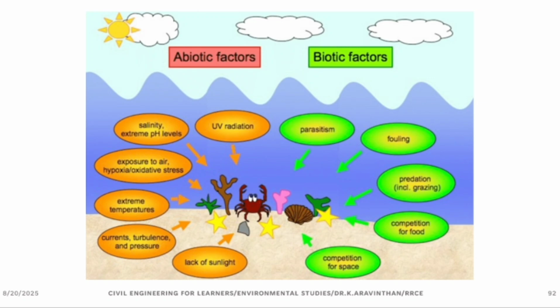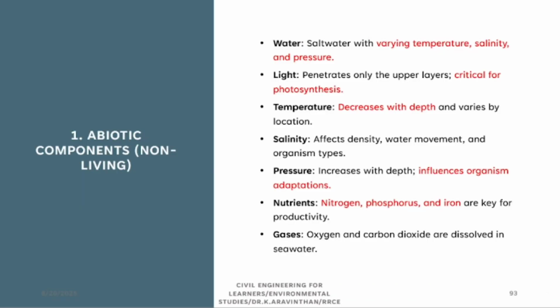What are they? Salinity, saltness. The amount of saltness is a parameter. According to that, different species will be there. Different species and different zones will be there. Extreme pH level and UV radiation, these are all called abiotic components. Water will vary according to temperature and salinity. If you go deeper into the ocean, you will have lower temperature. If you go to the topmost surface of the ocean, you will have higher temperature. This is called temperature, salinity, pressure.